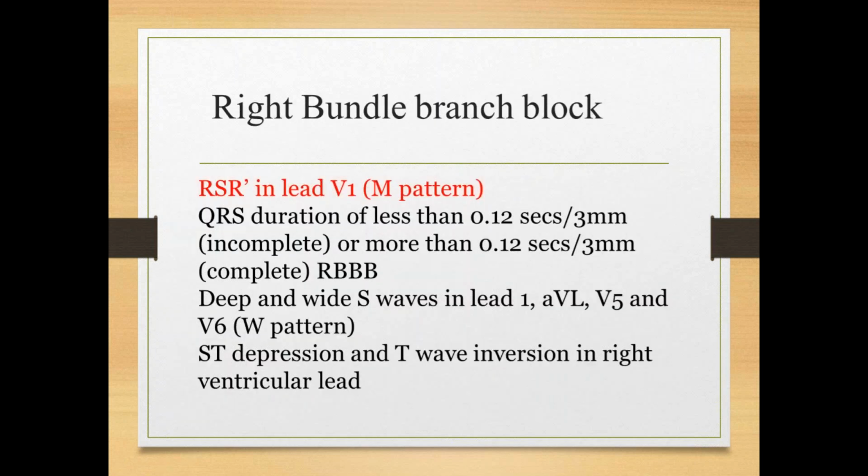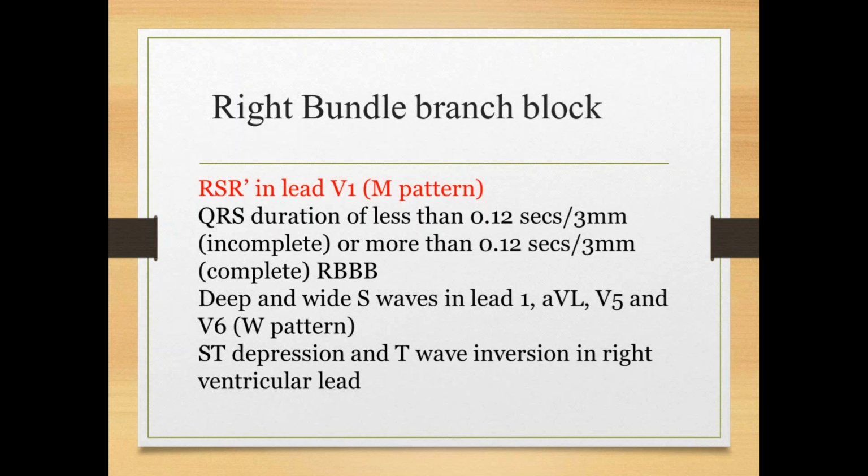Coming to right bundle branch block. In bundle branch blocks, right and left, from the AV bundle it goes down to the right and left bundle branches. So if there is a bundle branch block, usually there is the RSR dash pattern. So you must know this. It is also known as the M pattern. In right bundle branch block, you can see RSR dash pattern in lead V1.